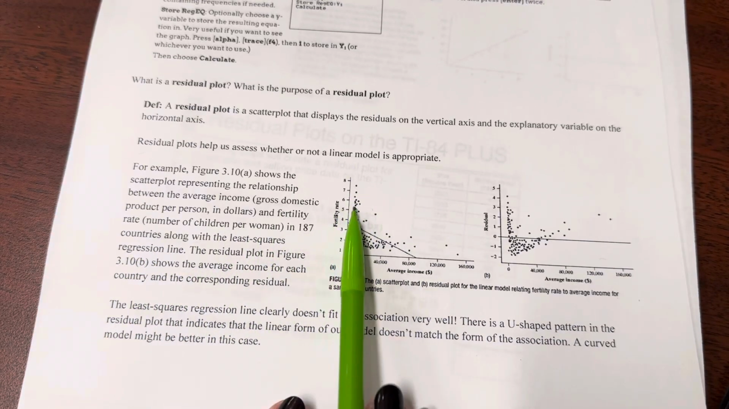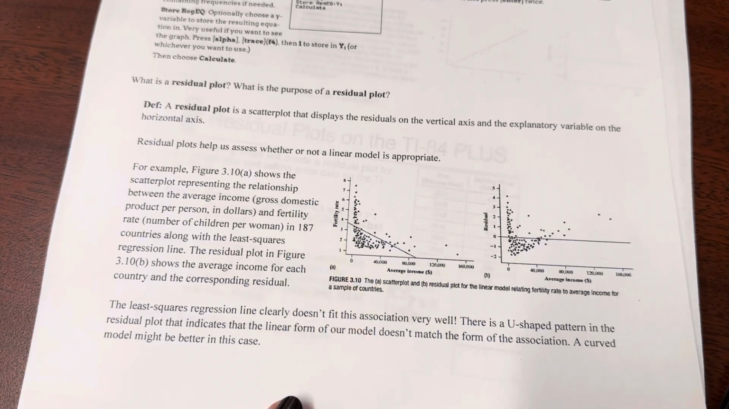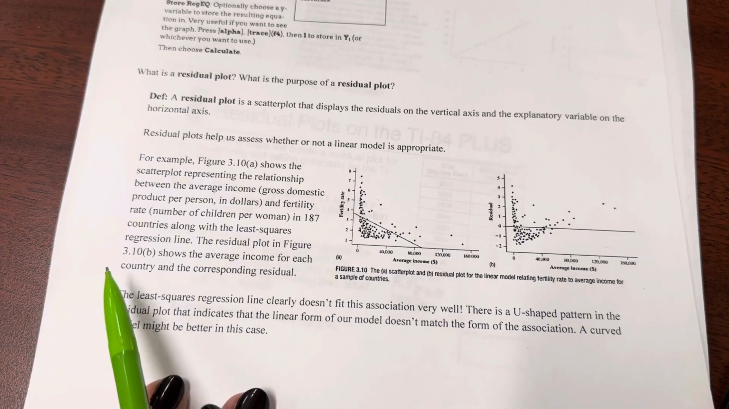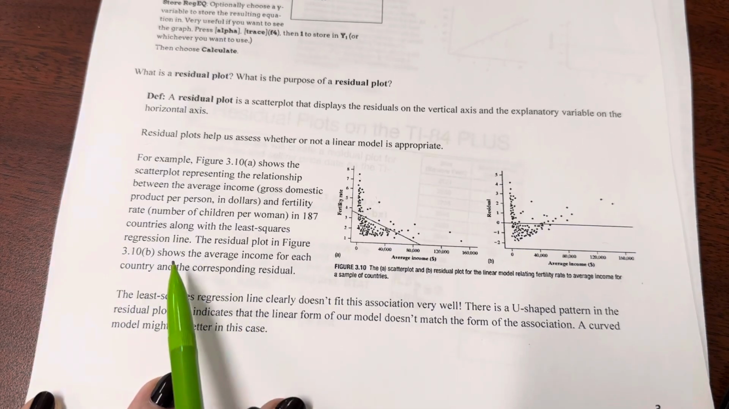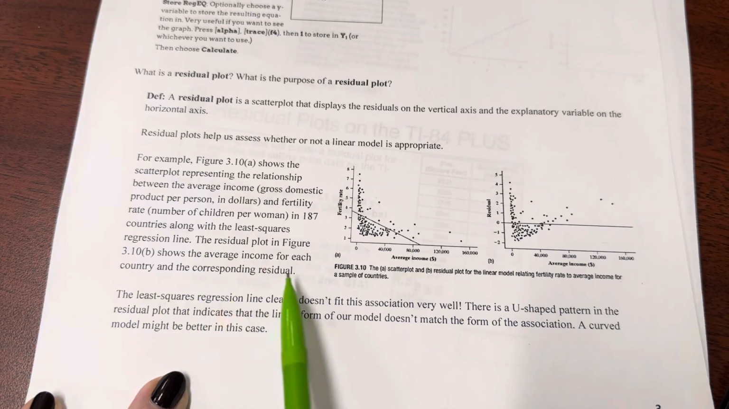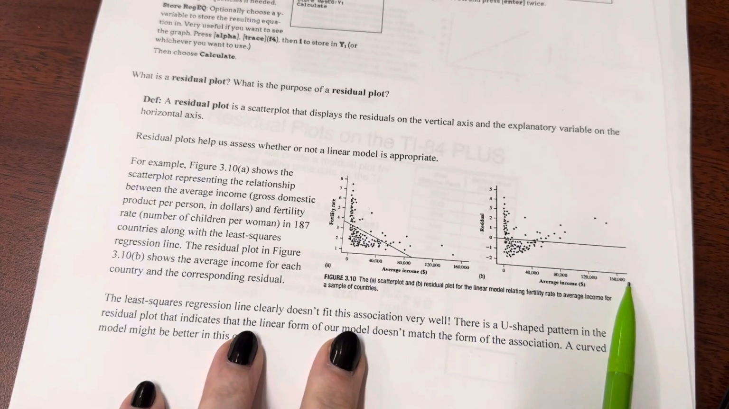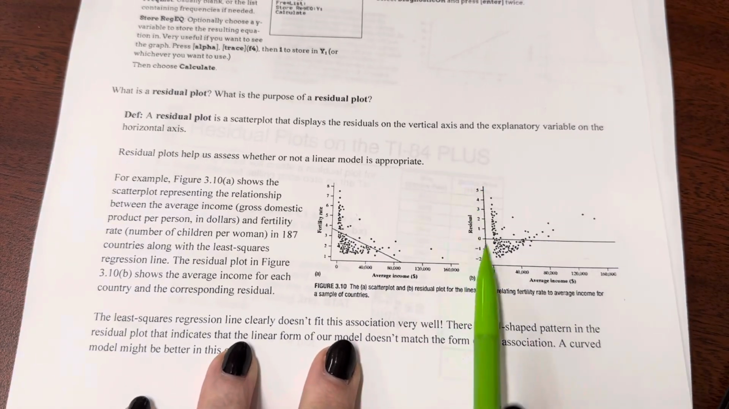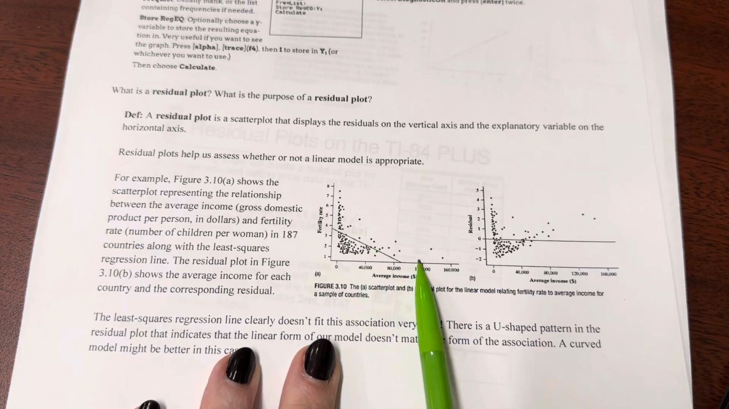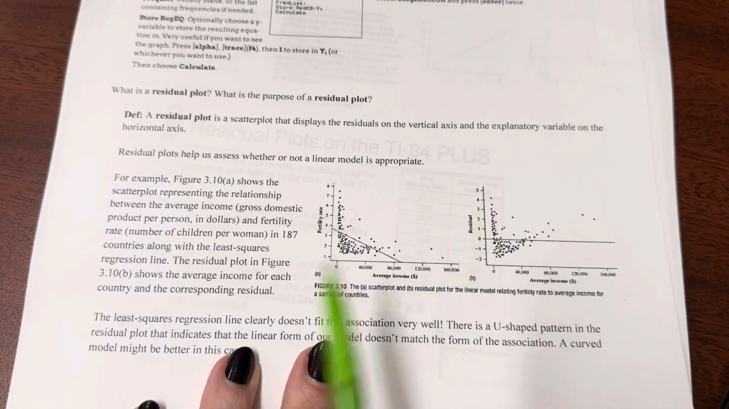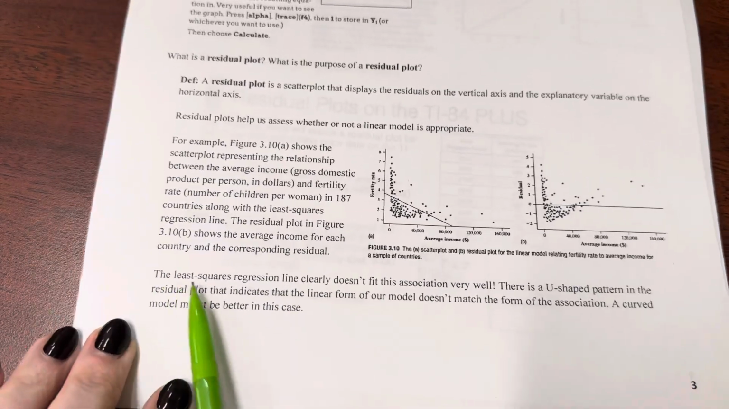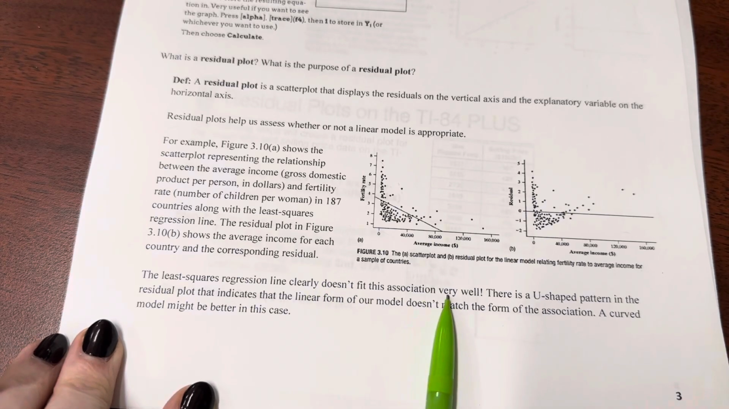Now, this looks pretty curved to me. I'm not sure that a line would really be best, but let's double check it. So the residual plot in figure 3.10b shows the average income for each country and the corresponding residuals. You still have average income along the x-axis, but now we have the residual along the side for each of these individual points. Now, if you notice, the least squares regression line clearly doesn't fit the association very well.